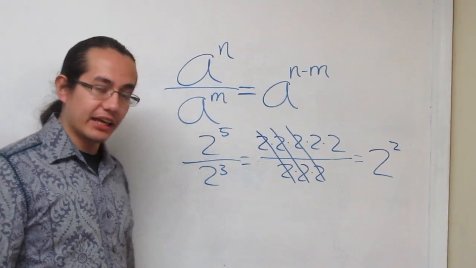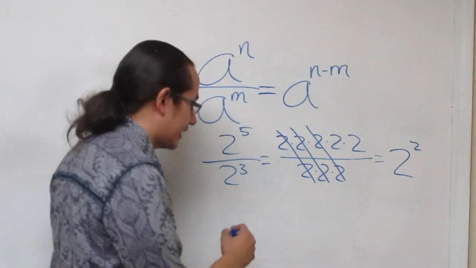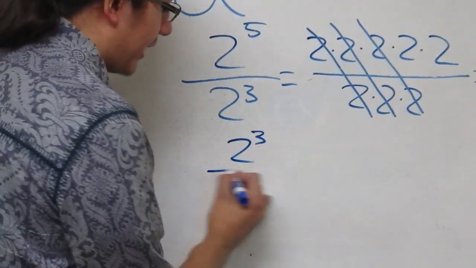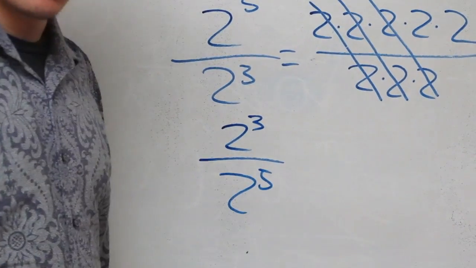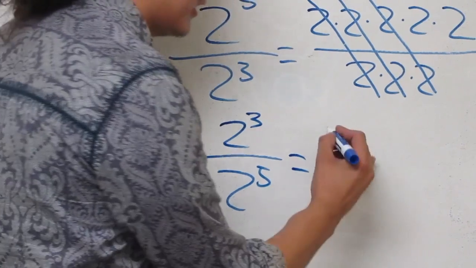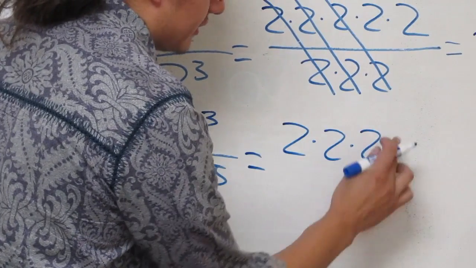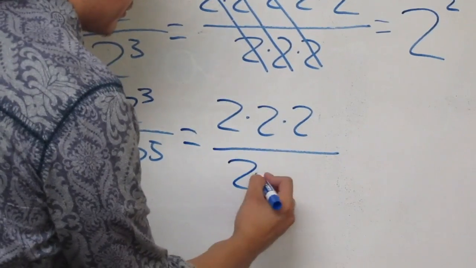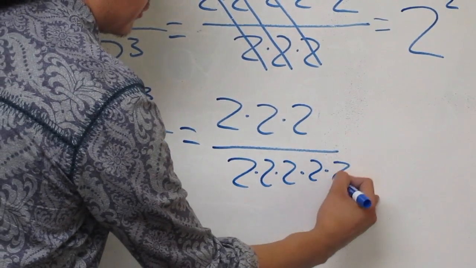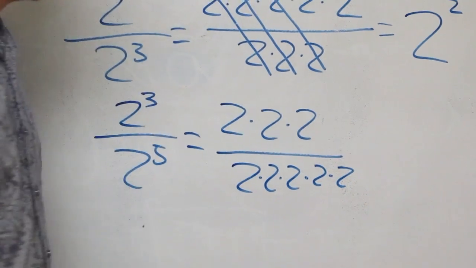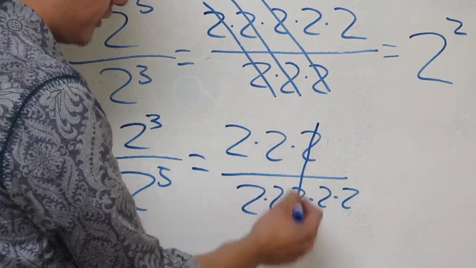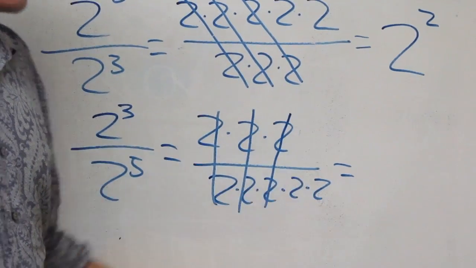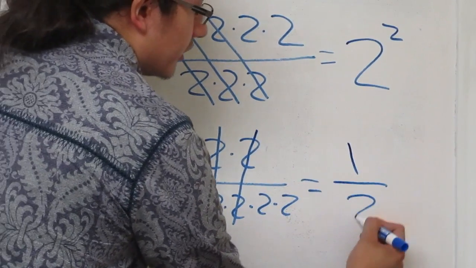But what happens in the case that, what if this was flipped? What if I had 2 cubed on top, and 2 to the 5th power on the bottom? Well, that means I have 3 2's on top over 5 2's on the bottom. Okay, that's fine. So what happens now? I'm actually left with, if you notice, 2 2's on the bottom this time. So I'm going to have 1 over 2 squared.